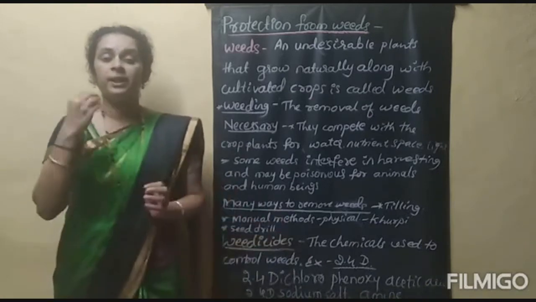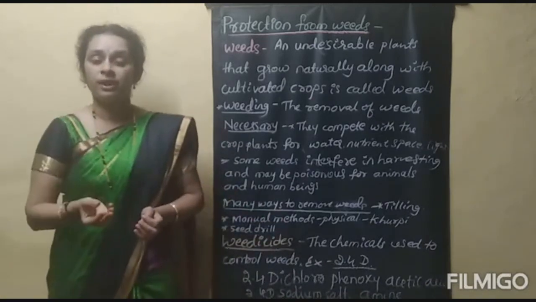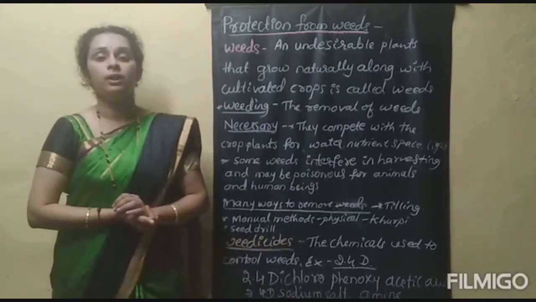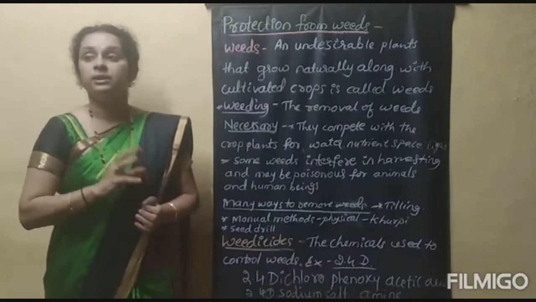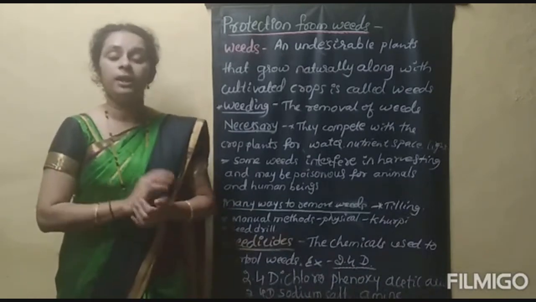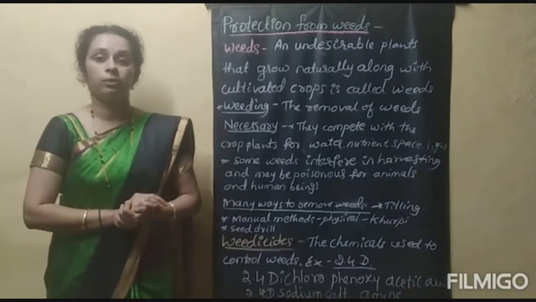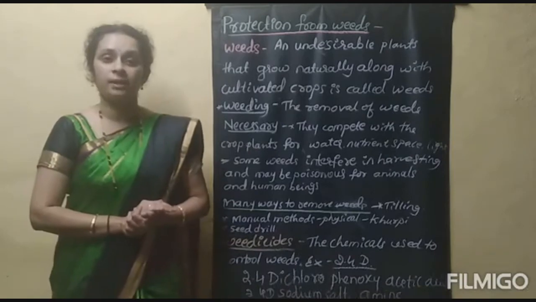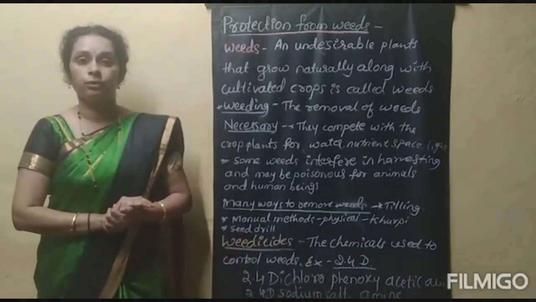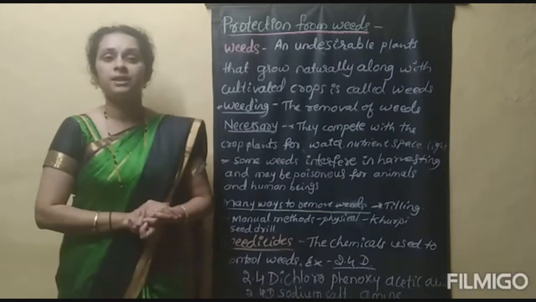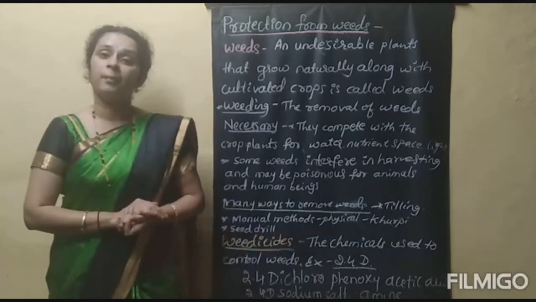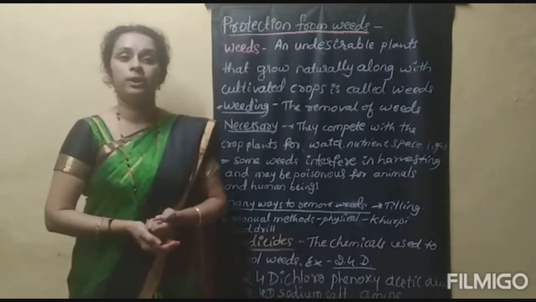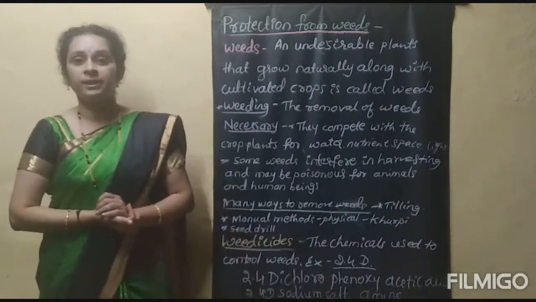These weedicides are very concentrated, so they should be diluted before spraying on the crops. Before spraying, these weedicides should be diluted with the help of water. You have to add water to dilute the weedicide because they are poisonous and harmful to human beings as well as animals. Sometimes they may damage the crop plants also. That's why they should be diluted before spraying.